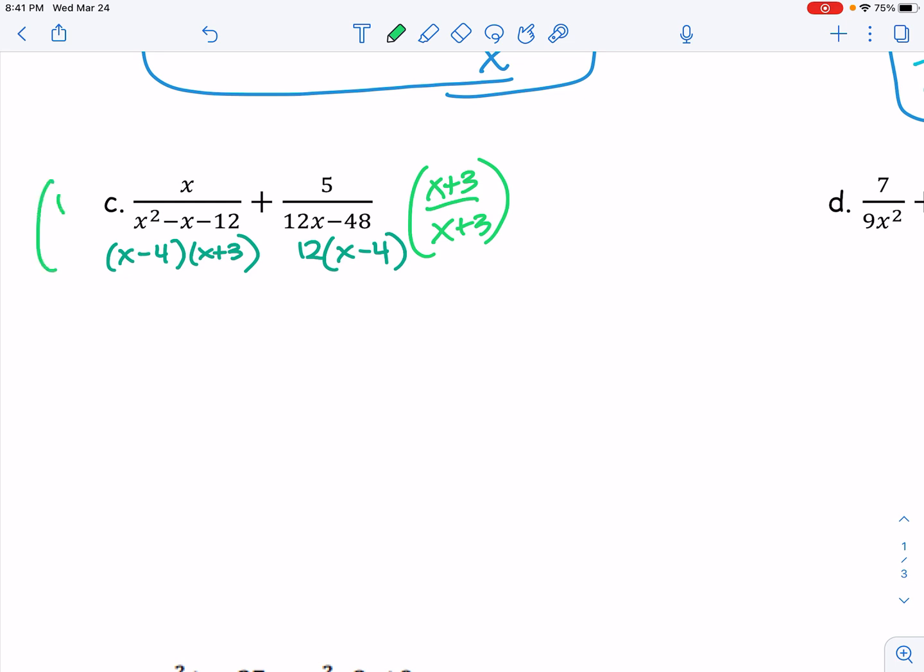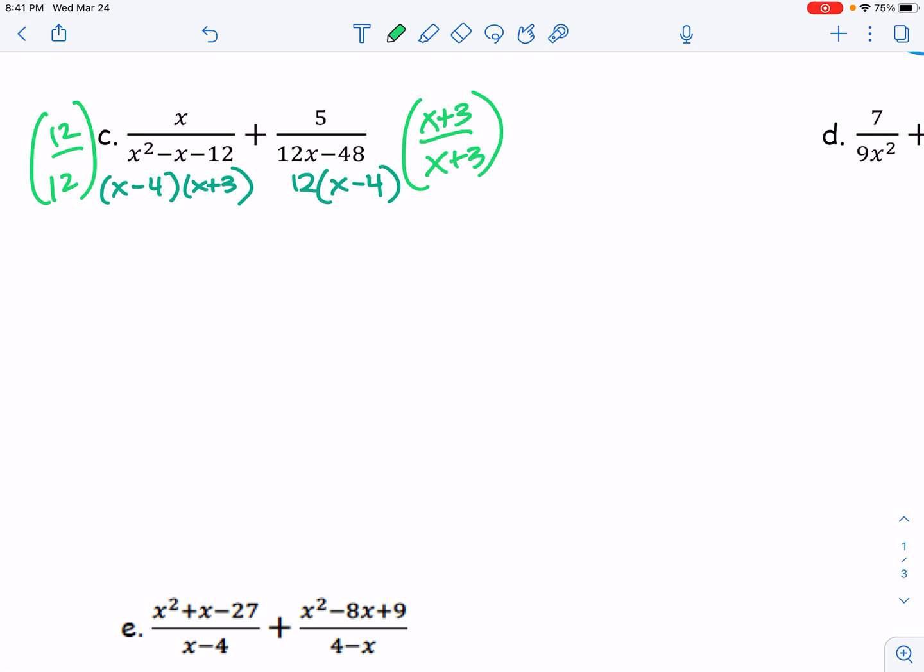So the left-hand side needs to get multiplied by 12 over 12. Okay, so then that means my common denominator is 12 times x minus 4 times x plus 3. I need to rewrite my numerators, so I'm going to go ahead and multiply this out. This is going to be 12 times x over that 12 times x minus 4, x plus 3.